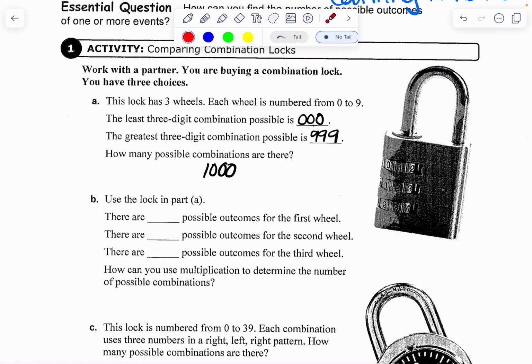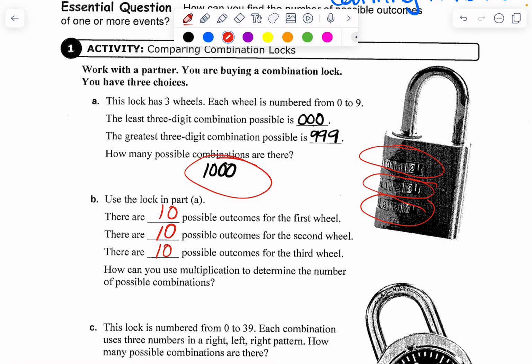Using that same lock, we're going to talk about the possible outcomes for each wheel itself. We can think of each wheel as being its own event. For the first wheel, we have 10 possible outcomes: 0, 1, 2, 3, 4, 5, 6, 7, 8, or 9. For the second wheel, same thing, 0 through 9, which is 10 possible outcomes. And for the third wheel, I also have 10 possible outcomes.